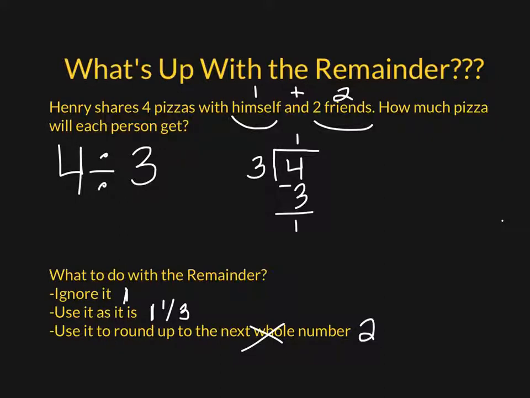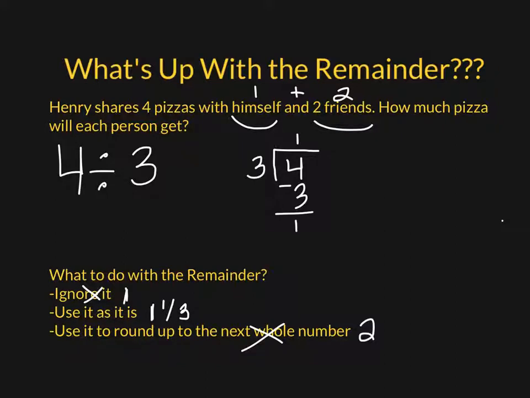Let's look at the ignore part. If we ignored that remainder and each person just got 1 pizza, that would mean that there'd be some pizza left over. And I don't know about you, but when I eat pizza, I like to eat as much as I can. So I don't think ignoring it might be the best choice, which leaves us to using it as it is.